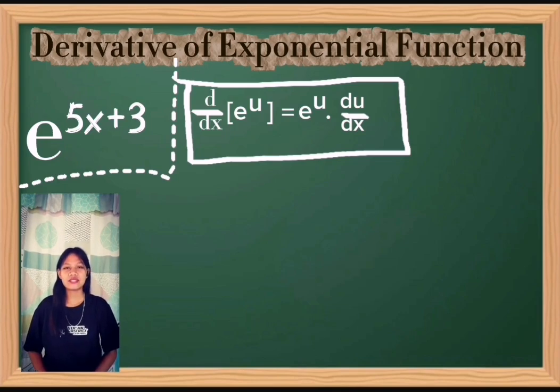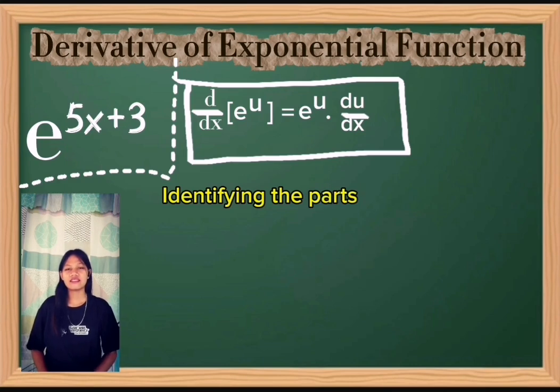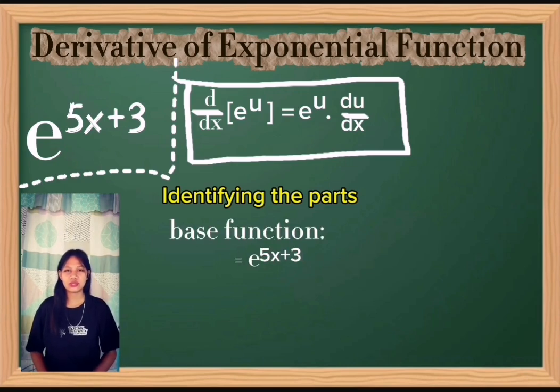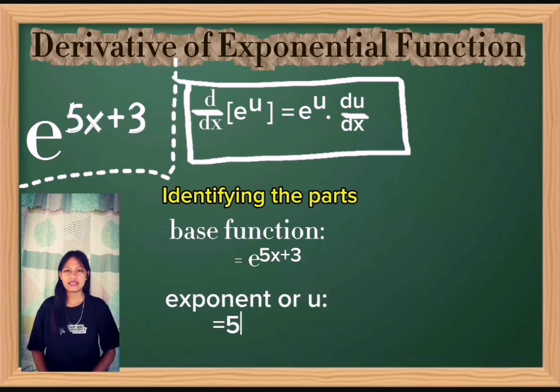Now, let's proceed to identifying the parts. Let's identify each part first. Our base function is e raised to 5x plus 3. Our exponent, which we'll call u, is 5x plus 3.